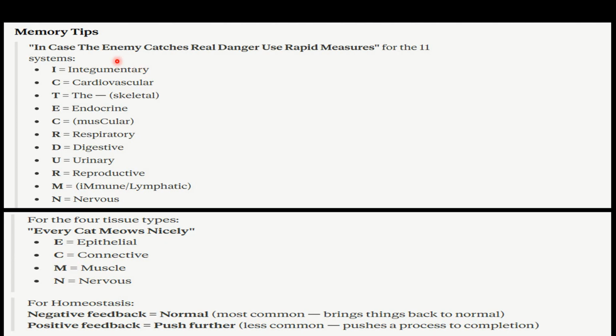Okay, next is for the four tissue types. So: every cat meows nicely, that means epithelial, connective, muscle and nervous. And for homeostasis: negative feedback, normal, most common, brings things back to normal; and positive feedback, push further, less common, pushes a process to completion. So these are all the things that you should know, at least for the basics of the human body system.